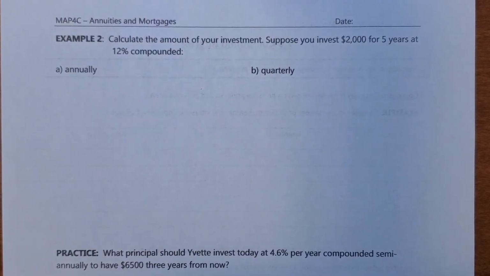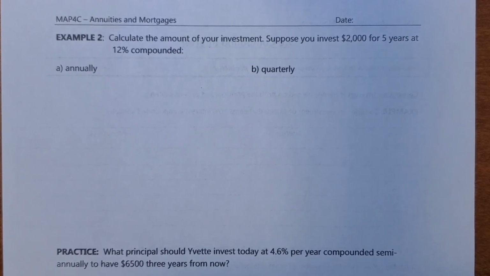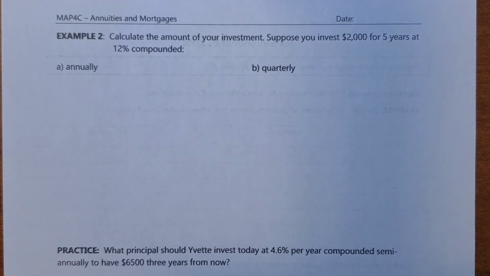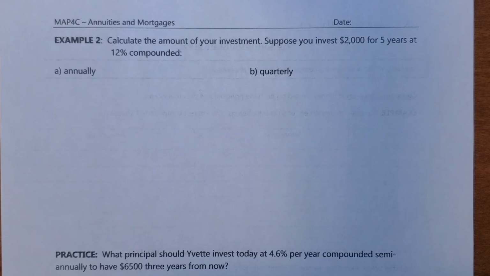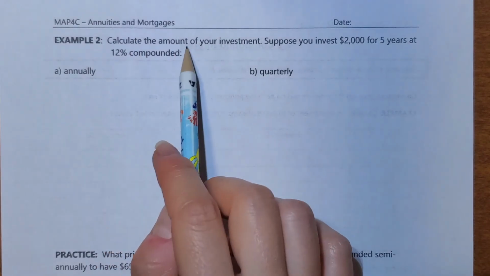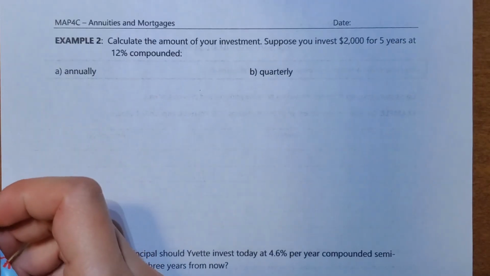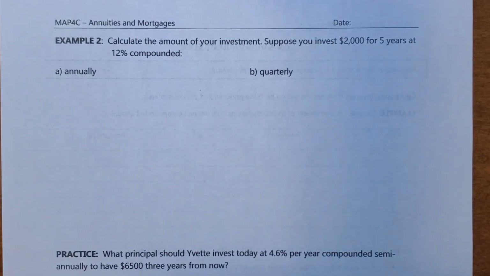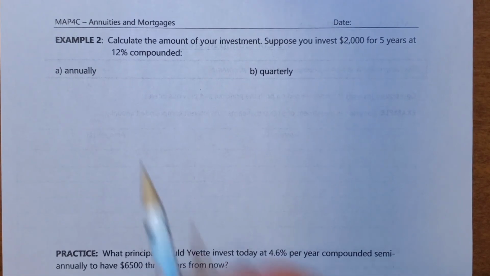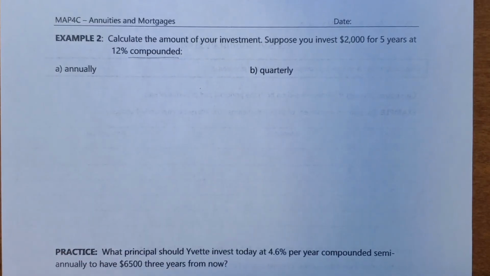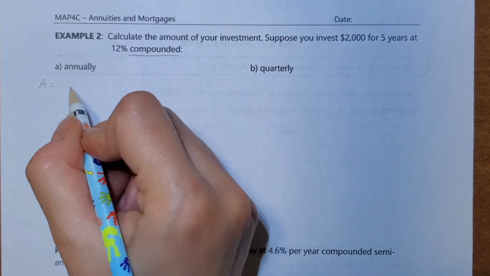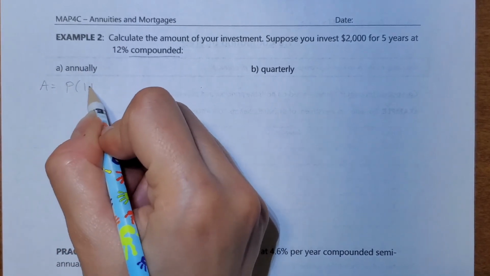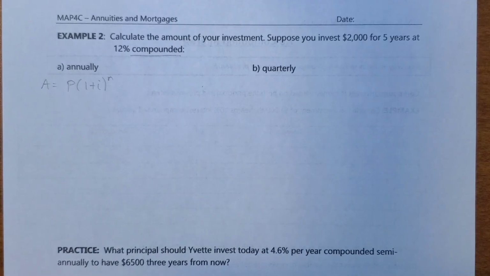So let's look at example 1. Calculate the amount of your investment. Suppose you invest $2,000 for 5 years at 12% compounded annually and then compounded quarterly. So we're being asked to calculate the amount of our investment. The key word that tells us it's compound interest is that it says compounded. Simple interest won't. So we know our formula is A equals P times (1 plus I) to the power of N.